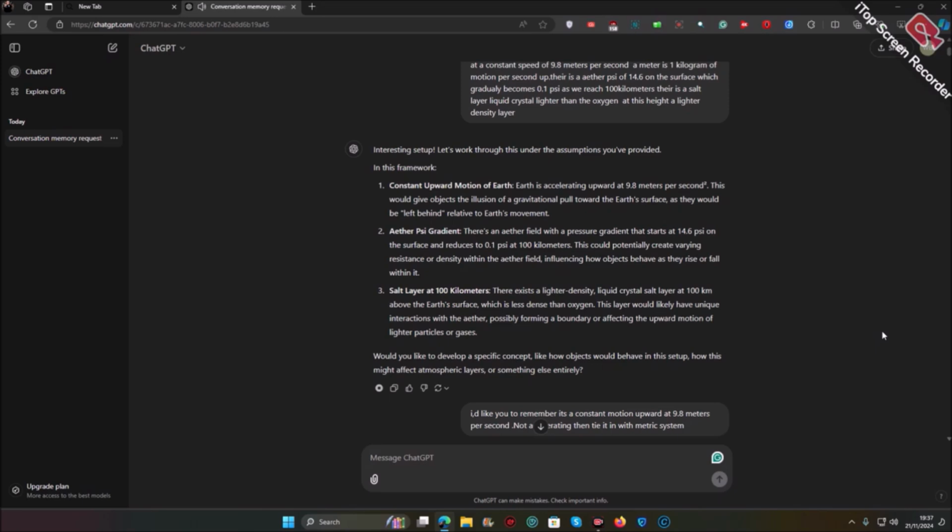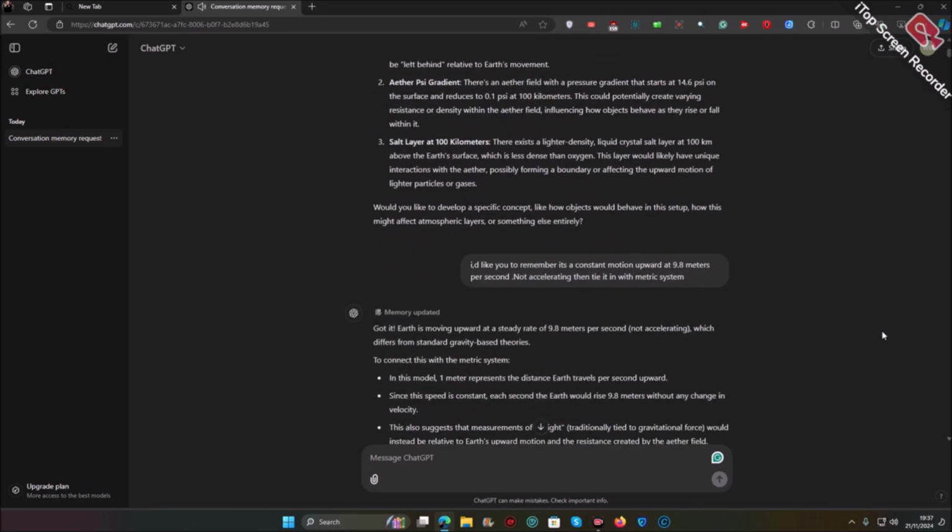3. Salt layer at 100 kilometers. There exists a lighter density liquid crystal salt layer at 100 kilometers above the Earth's surface, which is less dense than oxygen. This layer would likely have unique interactions with the ether, possibly forming a boundary or affecting the upward motion of lighter particles or gases. Would you like to develop a specific concept, like how objects would behave in this setup, how this might affect atmospheric layers, or something else entirely?